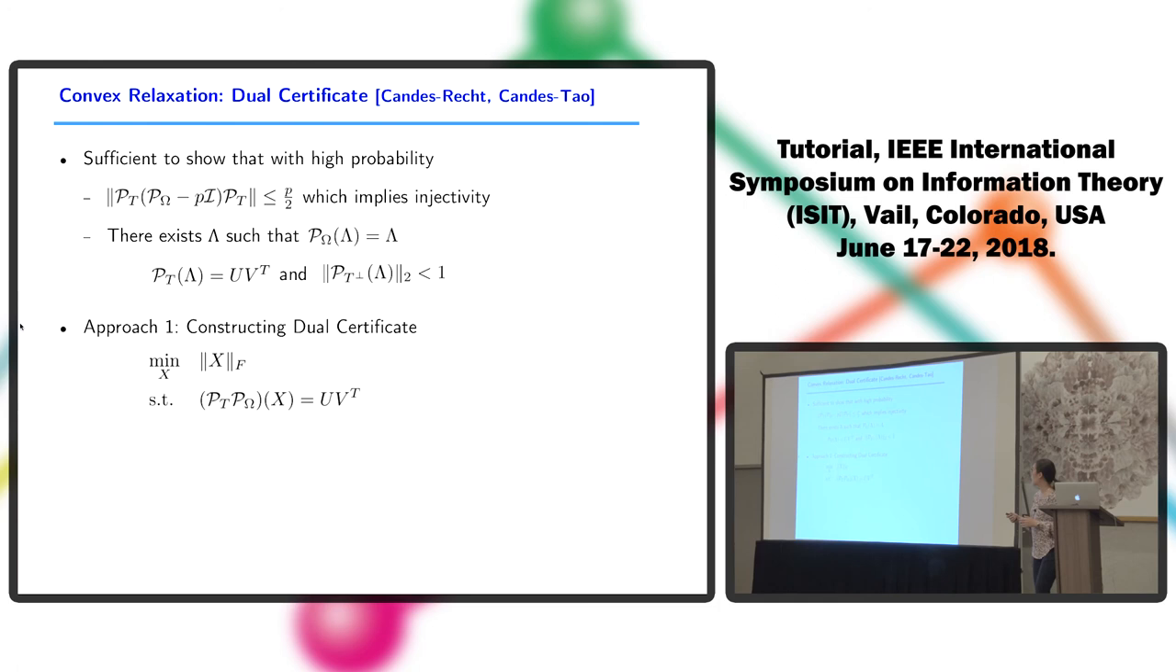All right, so the first one is to set up another optimization problem where I look for a matrix X with minimum Frobenius norm that satisfies this constraint here. Because I'm minimizing this Frobenius norm, the constraint is that I take X, first project it onto the observed entries omega, and then project it onto T, and I want it to equal U V transpose. Then X will only be supported on omega, so this condition will be satisfied.